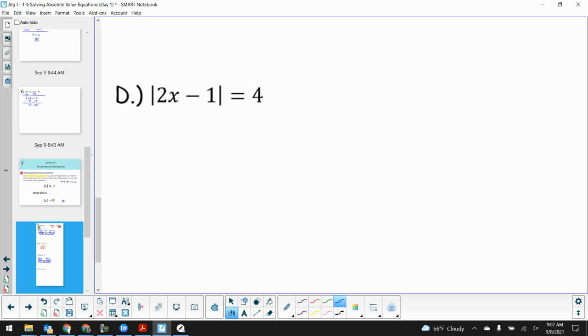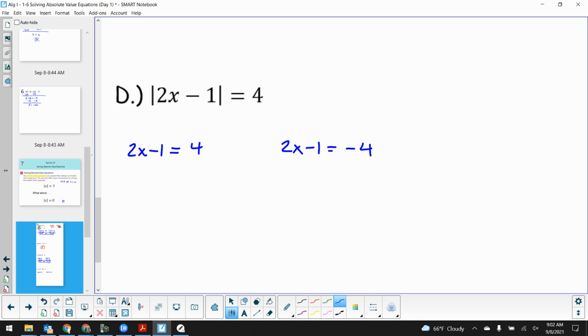All right. Let's take a look at the next one. The absolute value of 2x minus 1 is equal to 4. Okay, so let's set it up. Inside the absolute value is equal to the positive. Inside the absolute value is equal to the negative. And I should have started off by saying, can there be solutions? Yes, because it's equal to a positive, and that's okay. That's good. That's what we want.